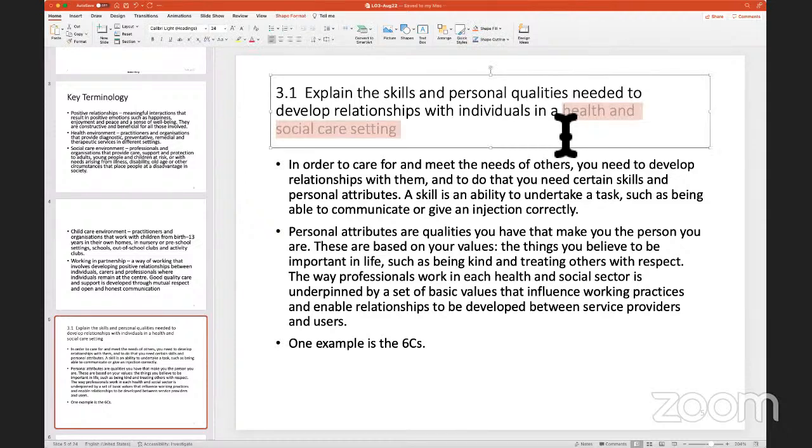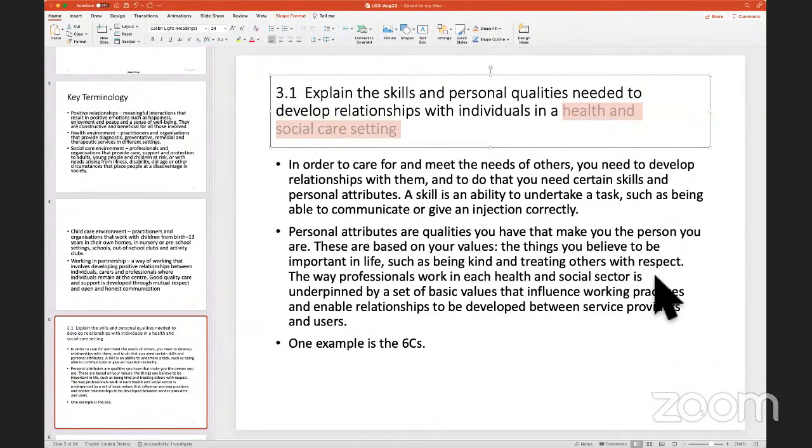Because we are studying this unit, and this is one of the fundamental or core units for this particular sector, I would try and avoid the use of the words health and social care settings every time. So yes, we are looking at skills and qualities which are needed to develop relationships with individuals. And obviously the setting that we are discussing it for is not general business or any other organization. We are discussing it in the context of health and social care.